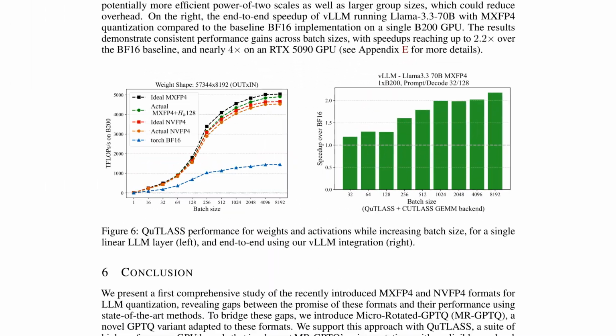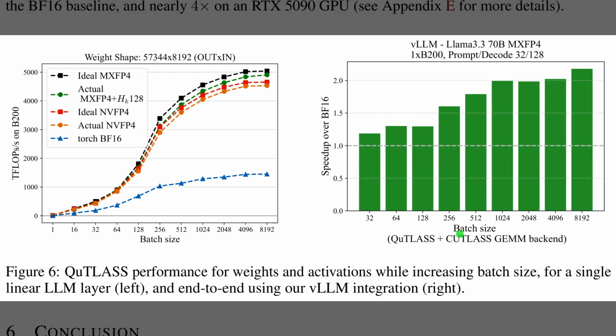Alright, Figure 6 shows that the kernels deliver near-ideal efficiency because the overhead from rotations and scaling stays small. The left panel tracks single-layer throughput versus batch size, and the actual curves closely follow the ideal lines. On B200, layer-wise speedups reach about 3.6 times, while on RTX 5090, they reach about 6 times. The right panel reports end-to-end gains in vLLM, rising with batch size. On B200, overall speedup reaches about 2.2 times.